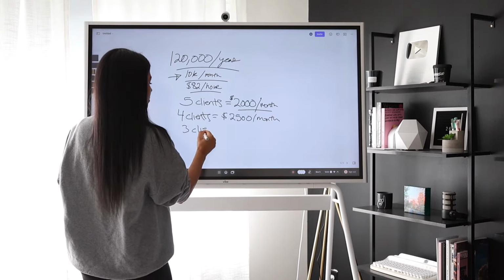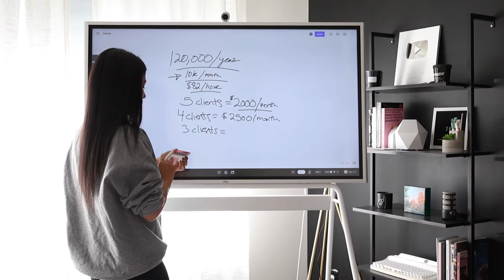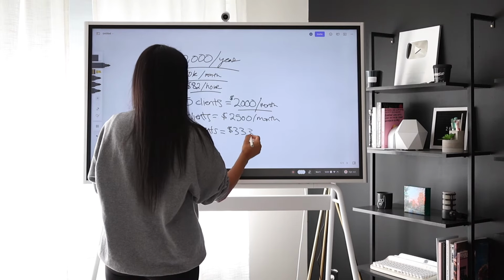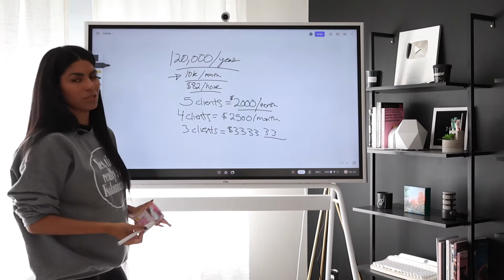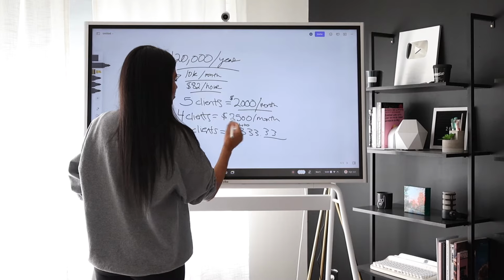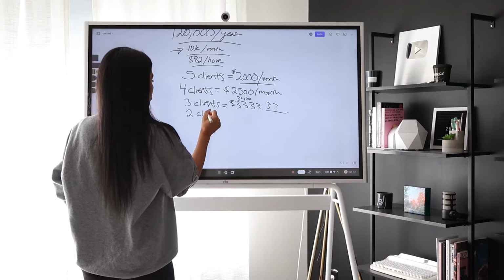3 clients would be 10K divided by 3, which is 3,333.33. So I would probably round this up to 3,400 realistically. And then if we did 2 clients, that would be what?